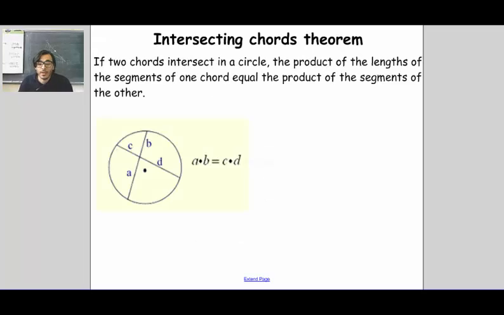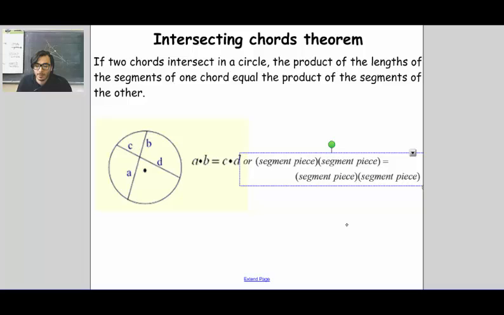Now, the intersecting chords theorem says the following. If two chords intersect in a circle, the product of the lengths of the segments of one chord equals the product of the segments of the other. So take a look at this diagram right over here. This theorem is basically saying A times B equals C times D. Or another way to say it is segment piece times segment piece equals segment piece times segment piece.